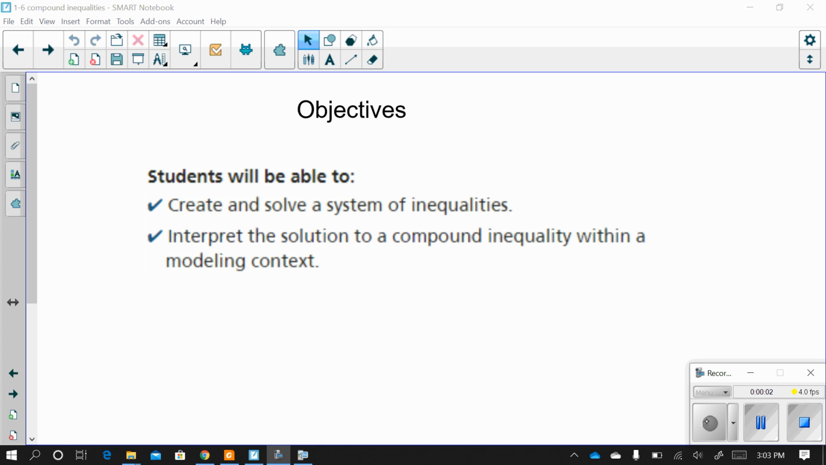Hey, moving on to 1-6. Objectives today. We're going to create and solve a system of inequalities, and we're going to interpret the solution to a compound inequality within a modeling context.